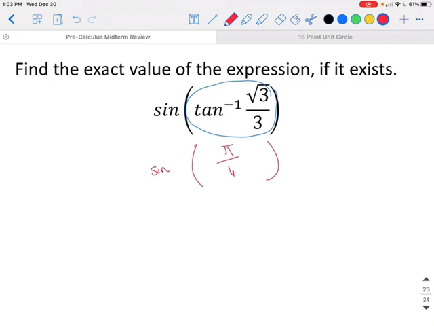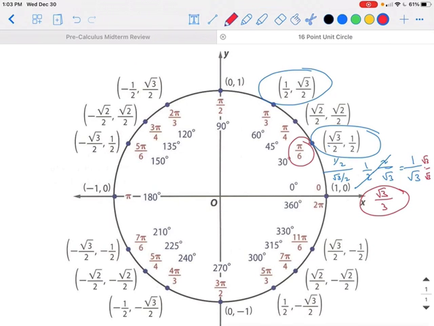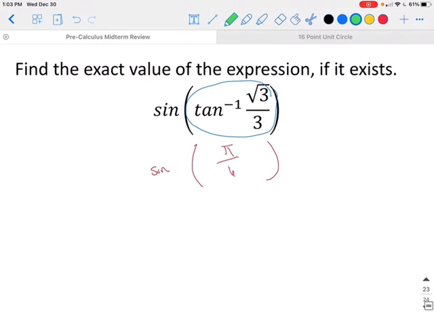Now we need to find the sine of pi over 6. Remember, sine is the y coordinate. So if we come here and we look at pi over 6, we look at the y coordinate at that angle, we will get 1/2. So the sine of pi over 6 is a positive 1/2.